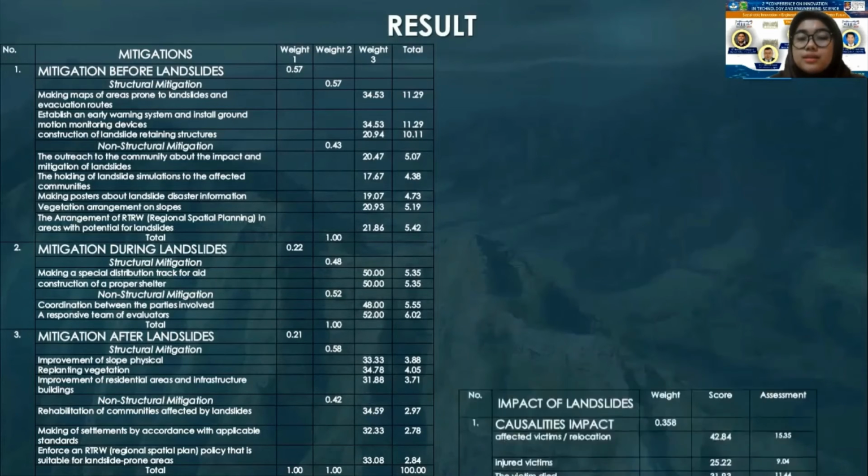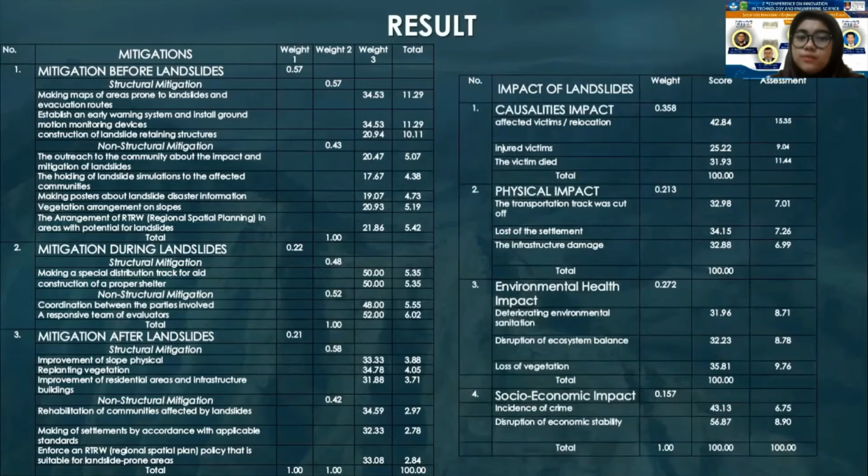Based on the result of data processing using the AHP method, it was found that the most dominant impact that occurred was the impact of casualties with a weight of 0.358, and the lowest weight was the socioeconomic impact of 0.157. The weighting value obtained is in accordance with BNPB data for 2015 until 2020, which show that the impact of casualties is mostly caused by landslide.